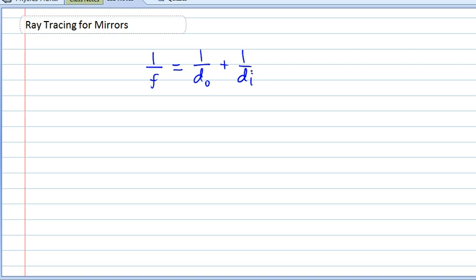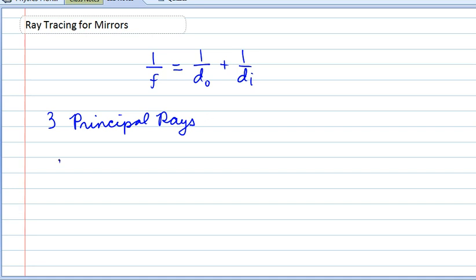Okay, so when we ray trace for mirrors, there's three so-called principal rays that we should always use in a diagram. And just to be clear, these principal rays always come from the same point on the object, and so that allows us to locate, if we draw carefully enough, that same point on the image. Okay? So I'm going to describe the principal rays and then show you how they're used.